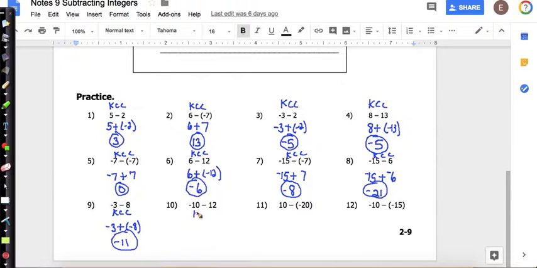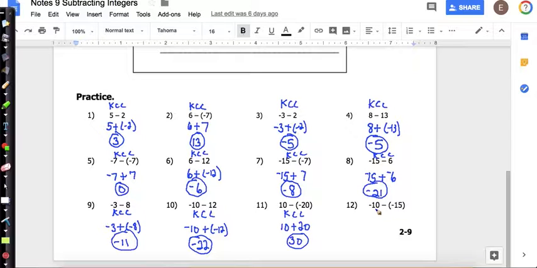Number 10, KCC. Keep negative 10, change subtraction to addition, and change positive 12 to negative 12. They're all negative, so just add them up and keep it negative, so negative 22. Number 11, KCC. Keep 10, change to addition, and change negative 20 to positive 20. 10 plus 20 is 30. And it's positive 30 because they're all positive.